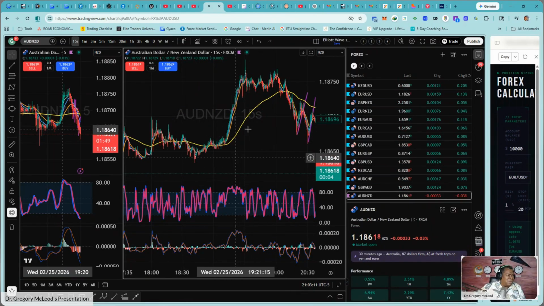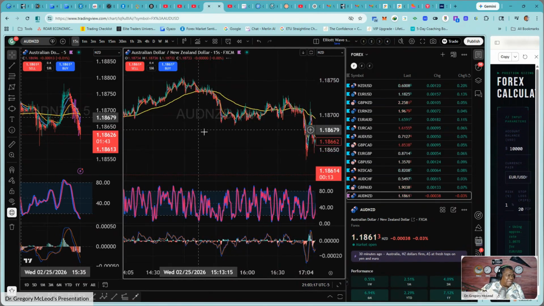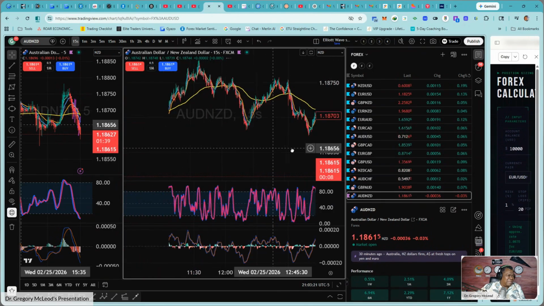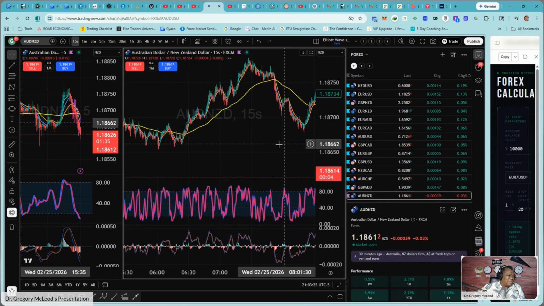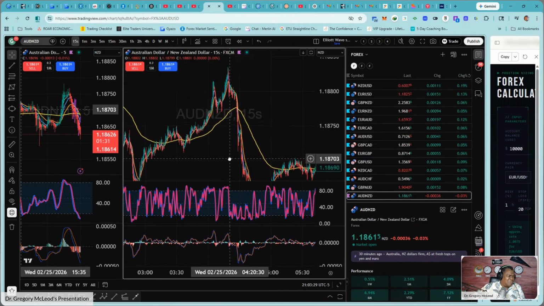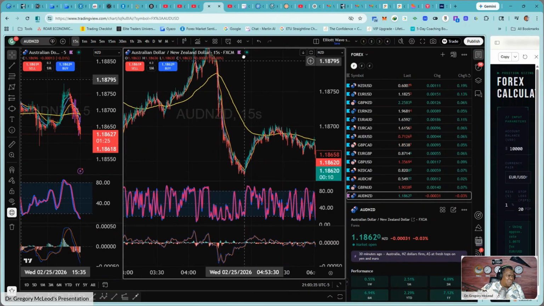And this they never used to run. If you look at some history of Aussie Kiwi, it's just like static. Yeah, see, you can see it. It doesn't run that often. On the 15-second, it does. Look at that. Where was this? February 25th? Wow.